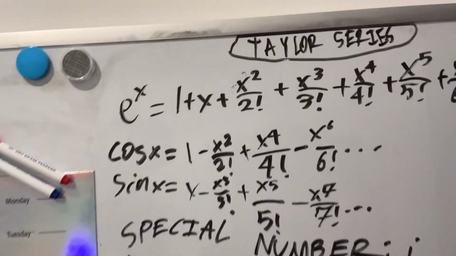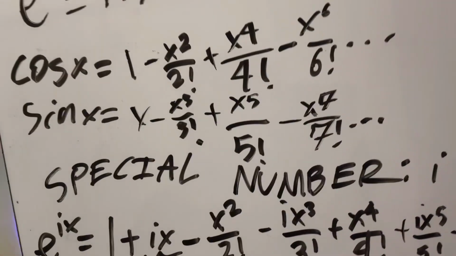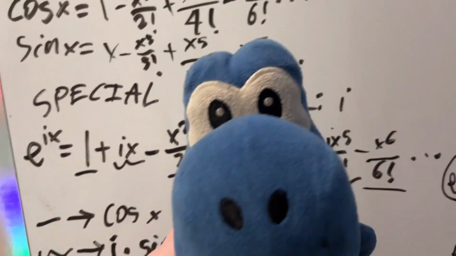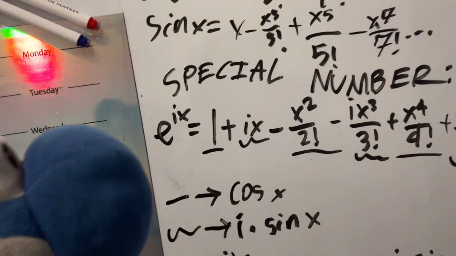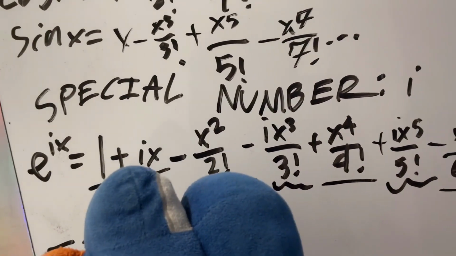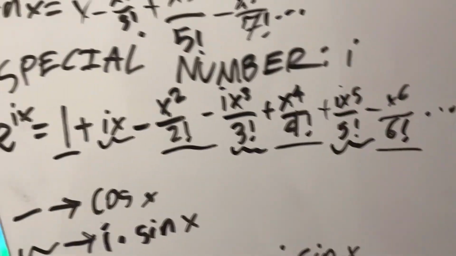All right, now we have all 3 of these Taylor series together. They look similar. Can we combine them? Yes, with one special number we can add alongside x. That special number is, say it with me, i. So e to the ix, if we plug in i, we get 1 plus ix minus x squared over 2 factorial minus ix cubed over 3 factorial plus x to the power 4 over 4 factorial, on and on forever.